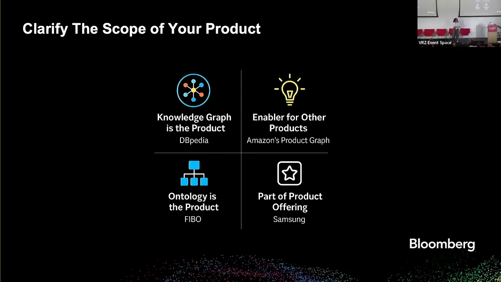Think about Amazon's knowledge graph, right? The product is the e-commerce site, but there's a knowledge graph behind the scenes that enables it. Is the ontology itself a product? Like if we were just selling an ontology, something like FIBO, if it was commercial, then yes. And then is it part of a product offering, like the awesome Samsung phones that now have their knowledge graph empowered? So it's very important to think of the role of your product, like what is that scope?